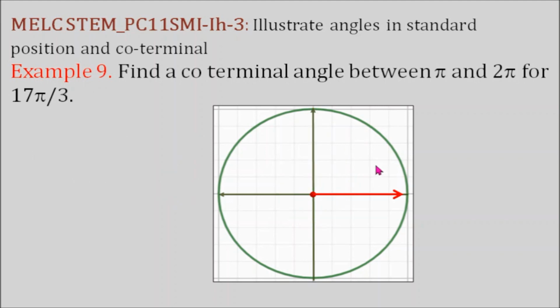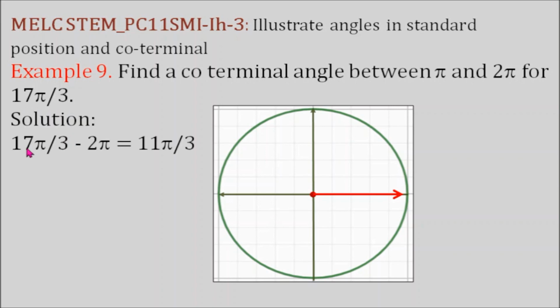Example number 9. Find a coterminal angle between pi and 2 pi for 17 pi over 3. This is greater than 2 pi, so what we are going to do is subtract 2 pi. 17 pi over 3 minus 2 pi equals 11 pi over 3. It is still greater than 2 pi, so again we subtract 2 pi. That's 11 pi over 3 minus 2 pi, which is equal to 5 pi over 3. So this is our angle.